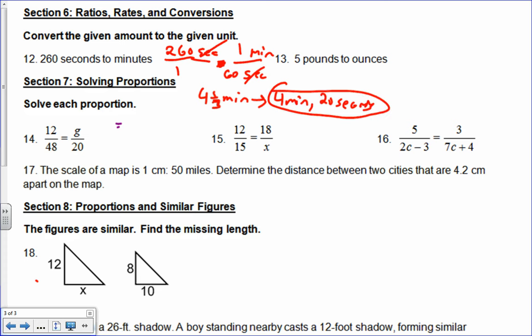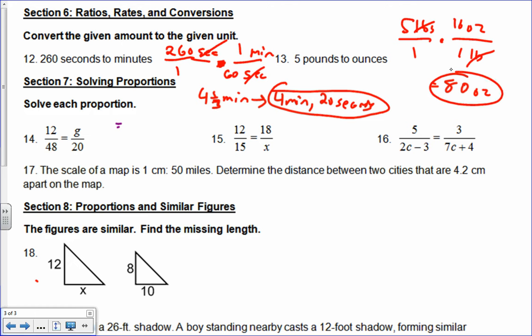All right, number 13, let's change 5 pounds to ounces. So 5 pounds over 1. And we want to be ounces on the top. There's 16 ounces per 1 pound. So they'll cancel out the pounds and do 16 times 5, which is 80. 80 ounces. All right, that would be that section.